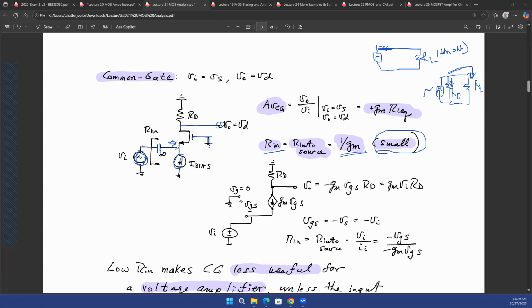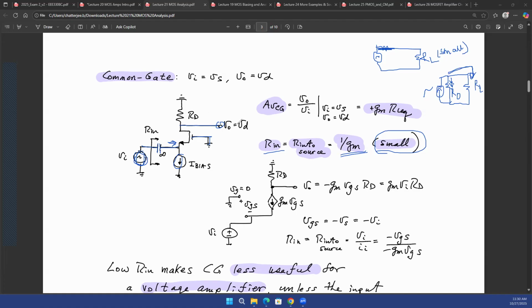But for a voltage source, it's always better to connect the voltage source to a high impedance node. And that's why in the previous two scenarios, our input was connected at the gate, which is the highest impedance node for a MOSFET. So your input impedance is small. What would be the gain?